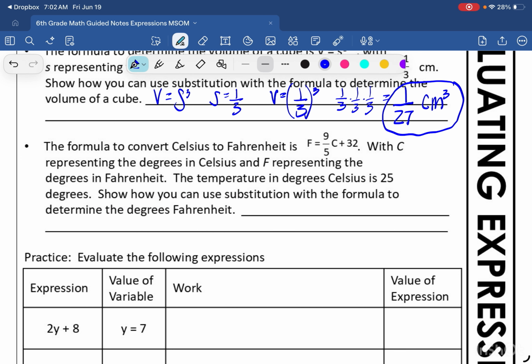So let's write my formula. F equals 9/5 C plus 32, and it tells me that C equals 25. So now let's rewrite it substituting C with 25. So F equals 9/5 times 25 plus 32. Simplifying that, I can do 25 divided by 5 is 5. So 9 times 5 is 45 plus 32. 45 plus 32 is 77. So 77 degrees Fahrenheit.